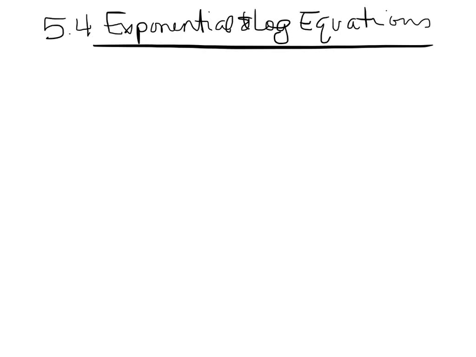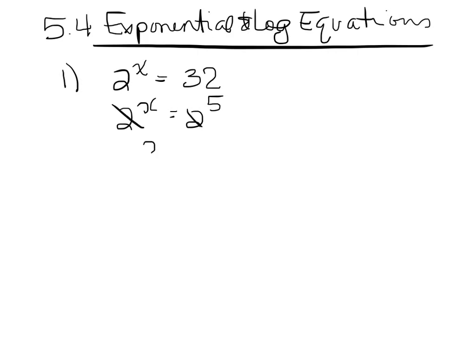Okay, tonight we have to talk about 5.4, exponential and log equations. Now you've already done a lot of these. You've done things like using the one-to-one property. If you had 2 to the x is equal to 32, that's an exponential equation, which we'll solve. 2 to the x is 2 to the 5, so simply x equals 5.